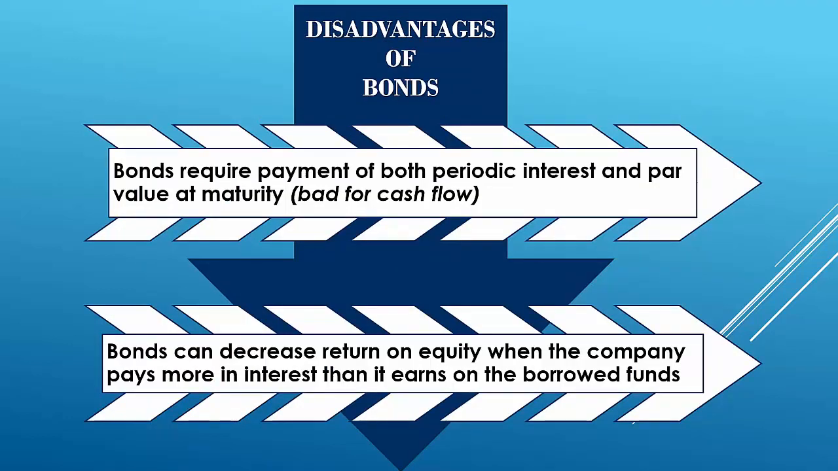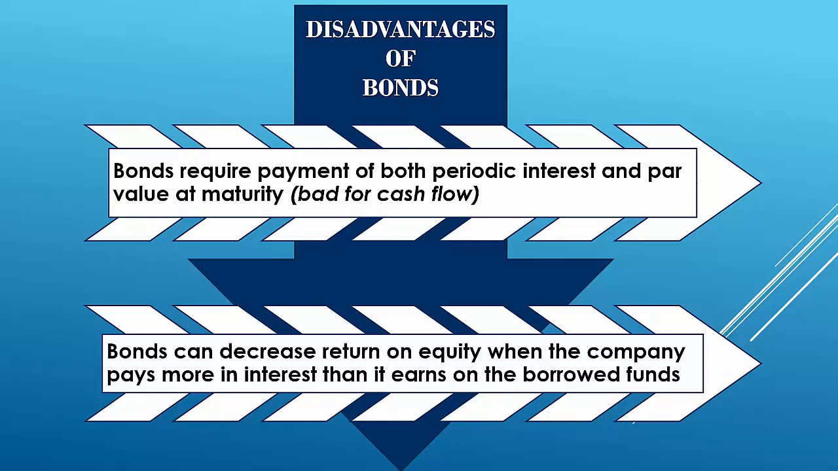Now, there are some disadvantages to bonds, and that is that when a company issues a bond, they're required to pay interest. As you know, if a company issues stock, they're not obligated to give you anything. They might give you a dividend, but there is no guarantee that when you purchase that stock, it's actually going to be worth anything tomorrow.